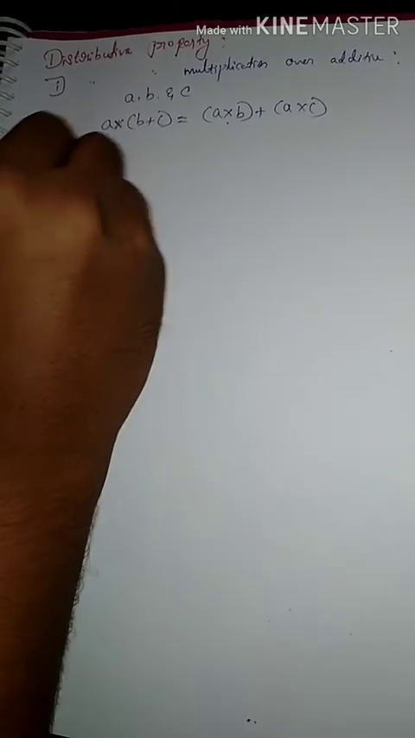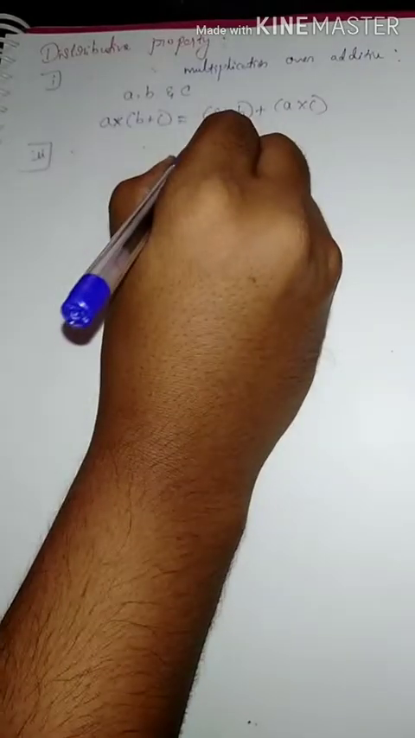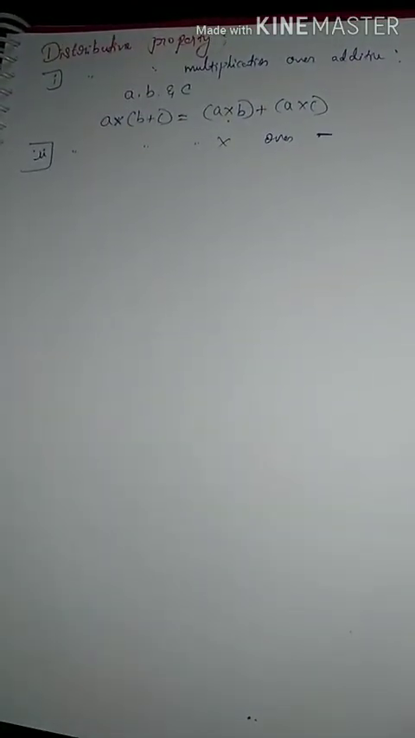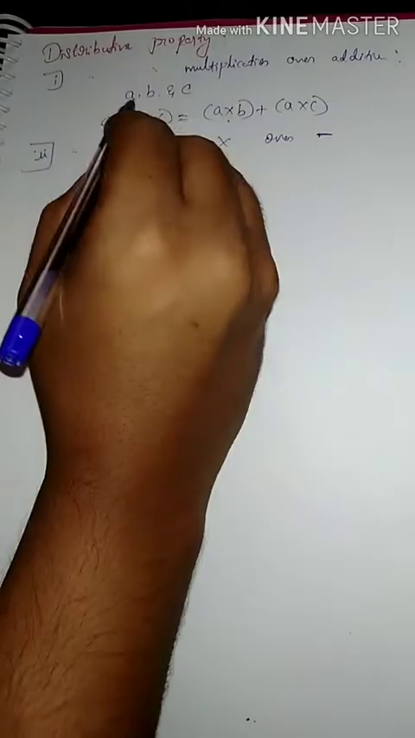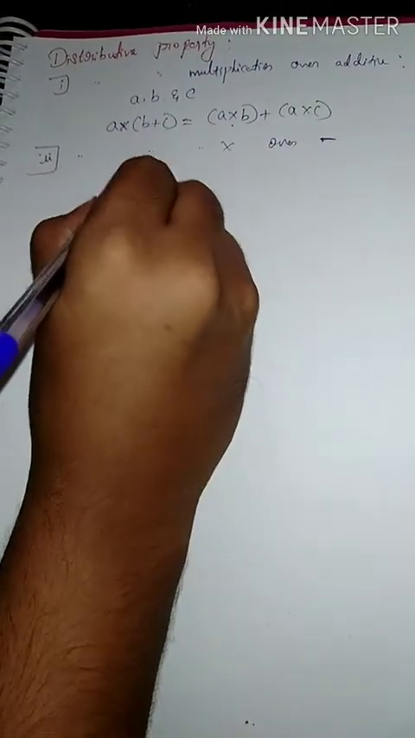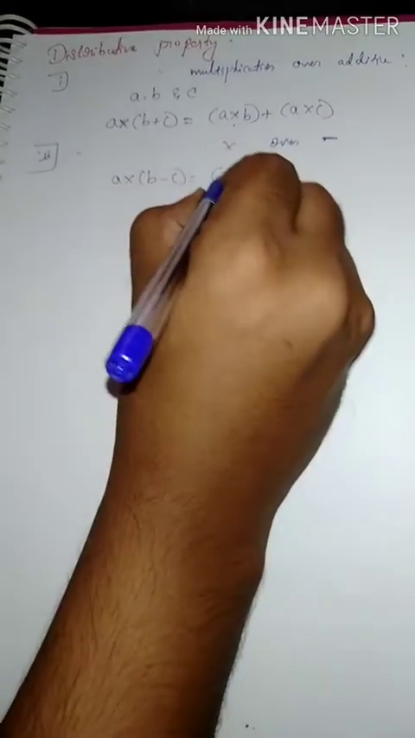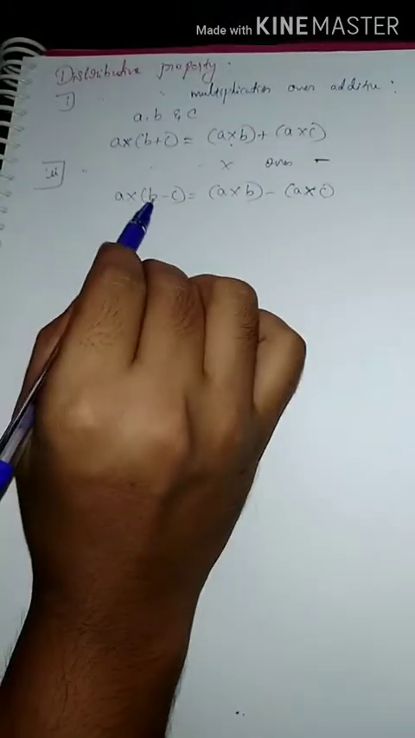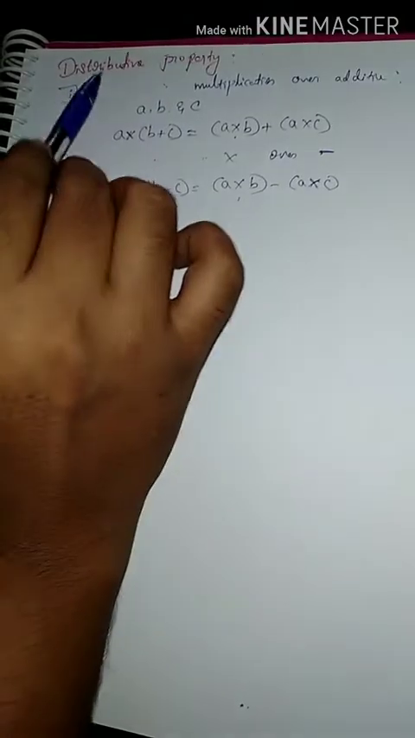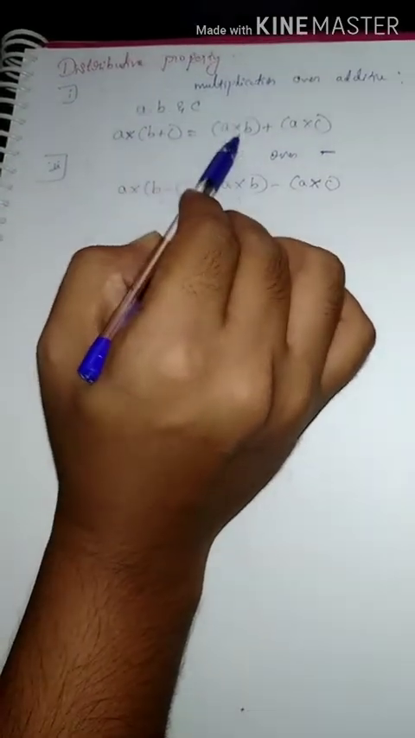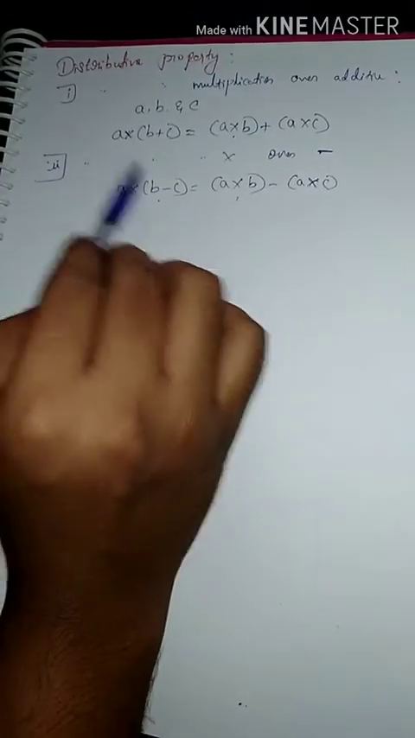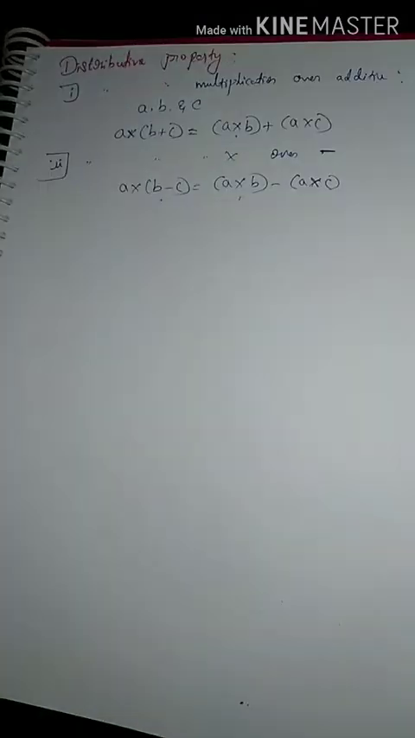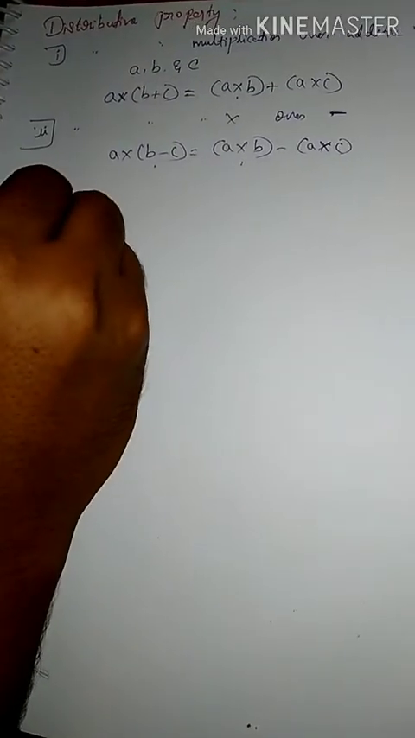Then next, distributive property, multiplication over subtraction. Here also it is the same. The distributive property of multiplication over subtraction states that for any three rational numbers A, B and C, A into B minus C is equal to A into B minus A into C. So you can take any three rational numbers. Here also LHS is equal to RHS. So multiplication over addition is A into B plus C is equal to A into B plus A into C, and multiplication over subtraction is A into B minus C is equal to A into B minus A into C.